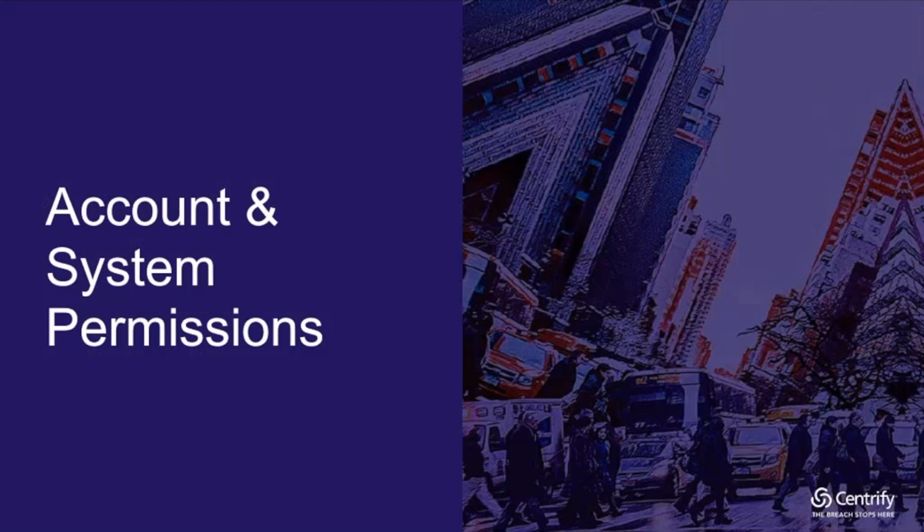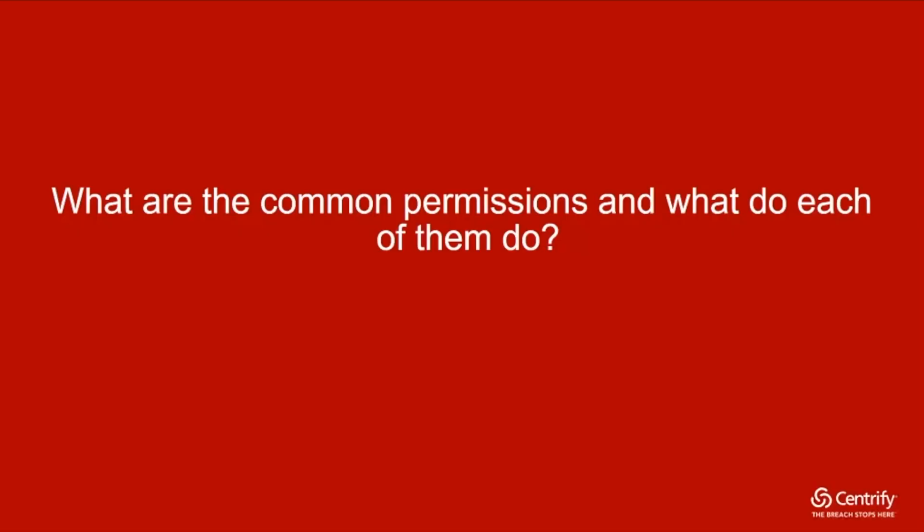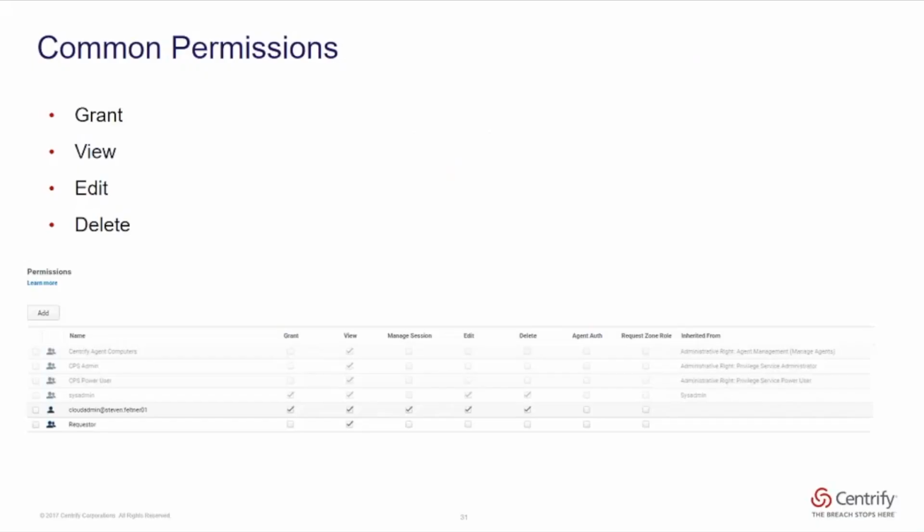All right, now that we've talked about systems and accounts, we're going to jump into permissions. So what are the common permissions and what do each of them do? So the most common permissions are going to be the following 4. You'll see this on your system permissions, your account permissions, as well as your domain permissions. So what does each of these do?